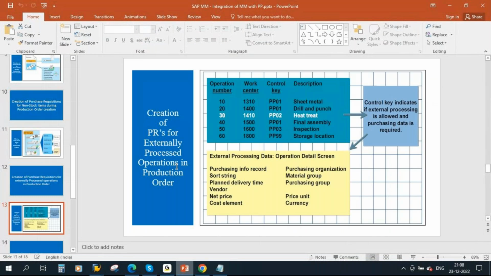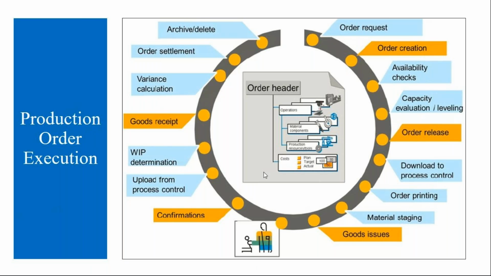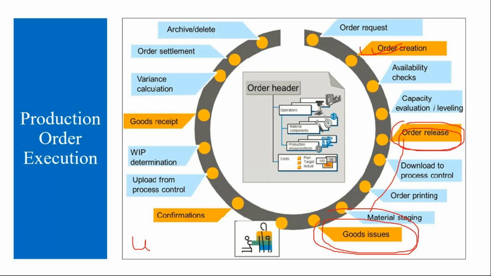So the last one is various goods movements for production order. If you go to the production order cycle in the PP module, after creating the production order, they will release the production order, and after the release, there will be a function called goods issue. Goods issue means the warehouse team will issue the materials to the production team to manufacture the product.